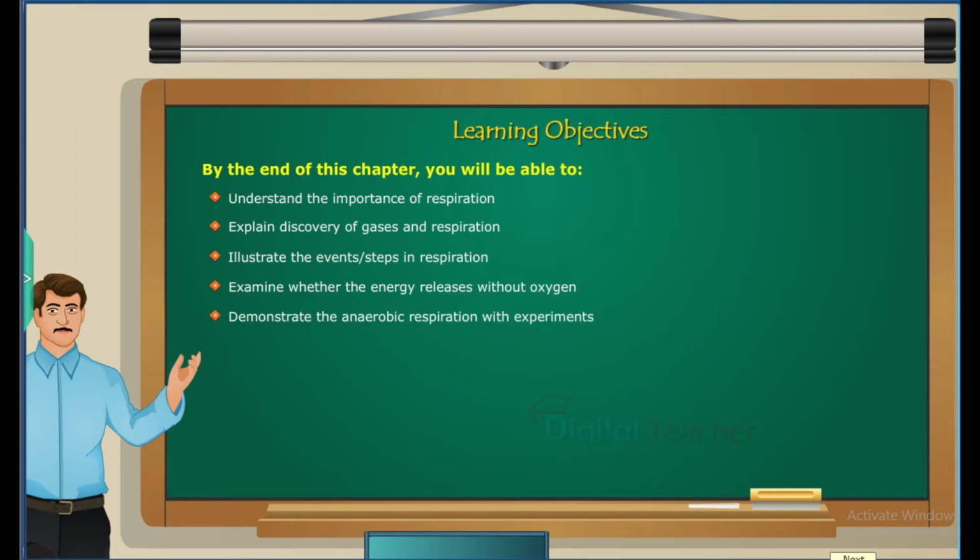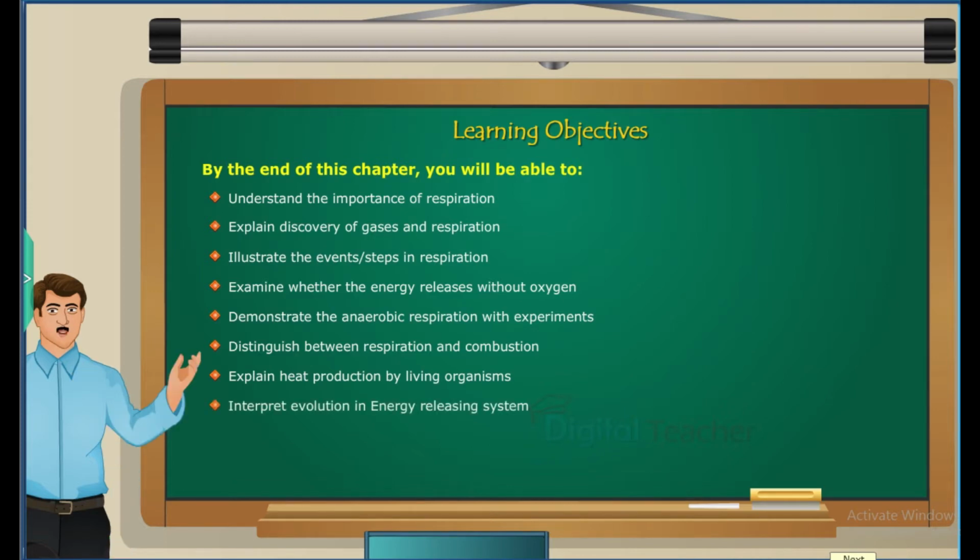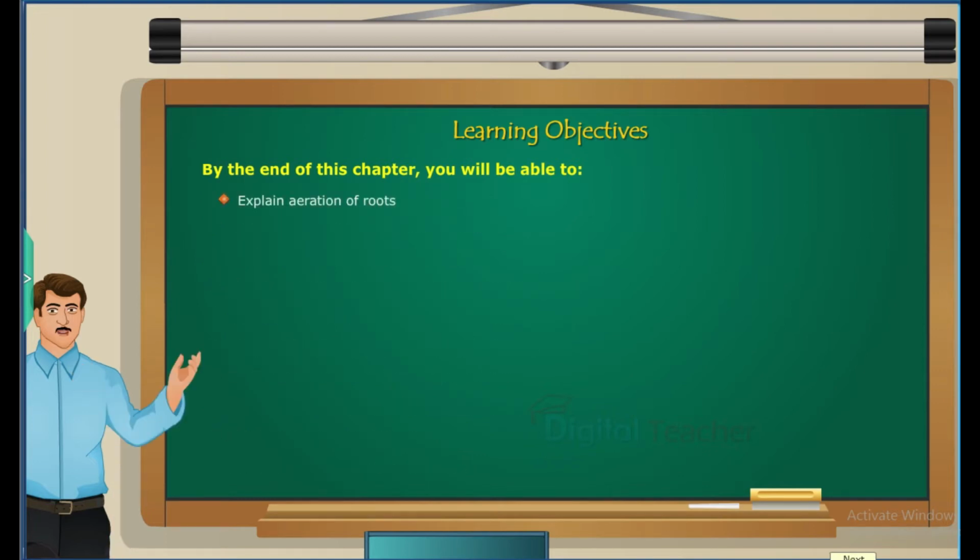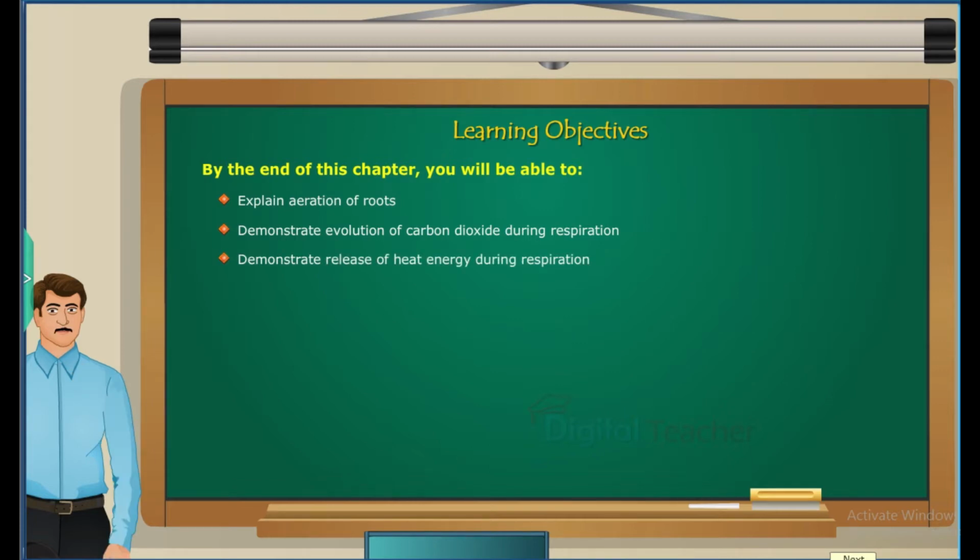demonstrate the anaerobic respiration with experiments, distinguish between respiration and combustion, explain heat production by living organisms, interpret evolution in energy-releasing system, describe respiration in plants, interpret conduction within the plant, explain aeration of roots, demonstrate evolution of carbon dioxide during respiration, demonstrate release of heat energy during respiration, distinguish between photosynthesis and respiration.